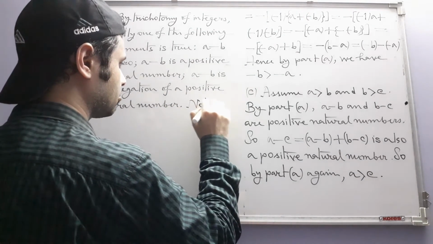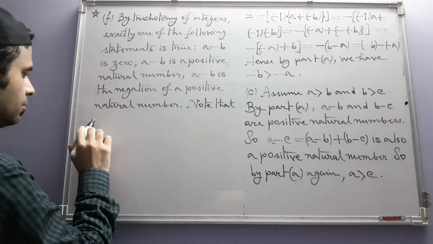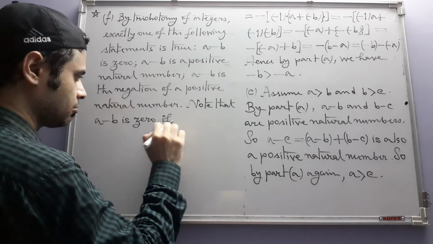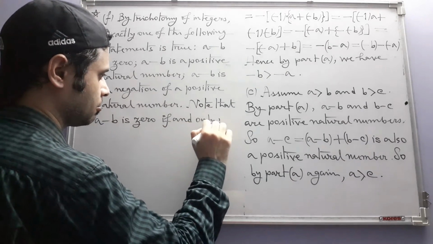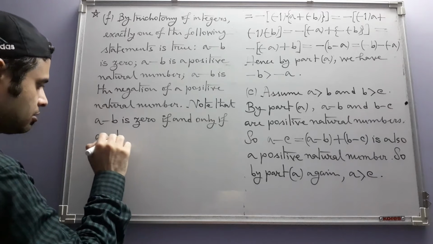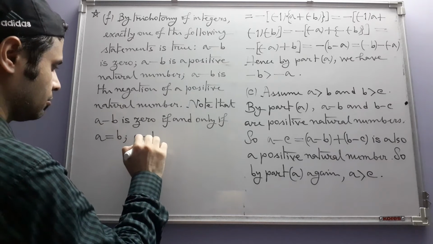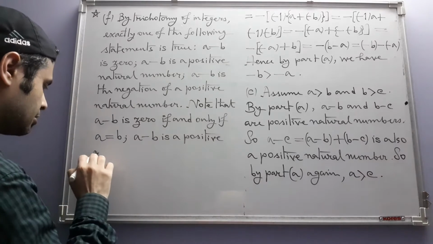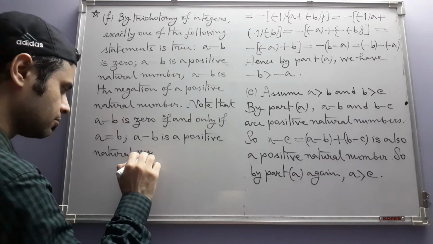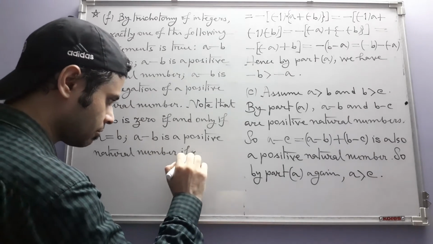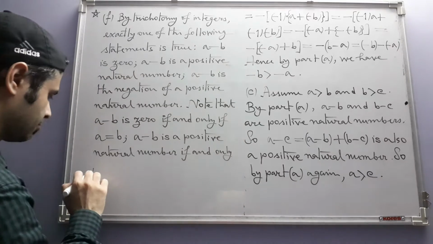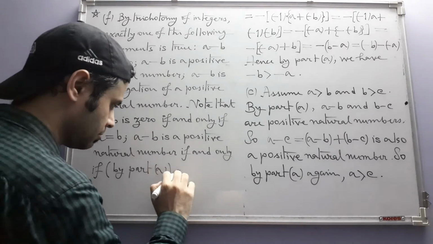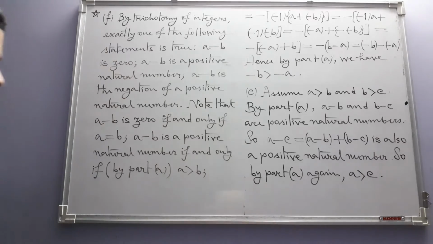Note that A minus B is 0 if and only if A is equal to B. A minus B is a positive natural number if and only if, by part A, A is greater than B.